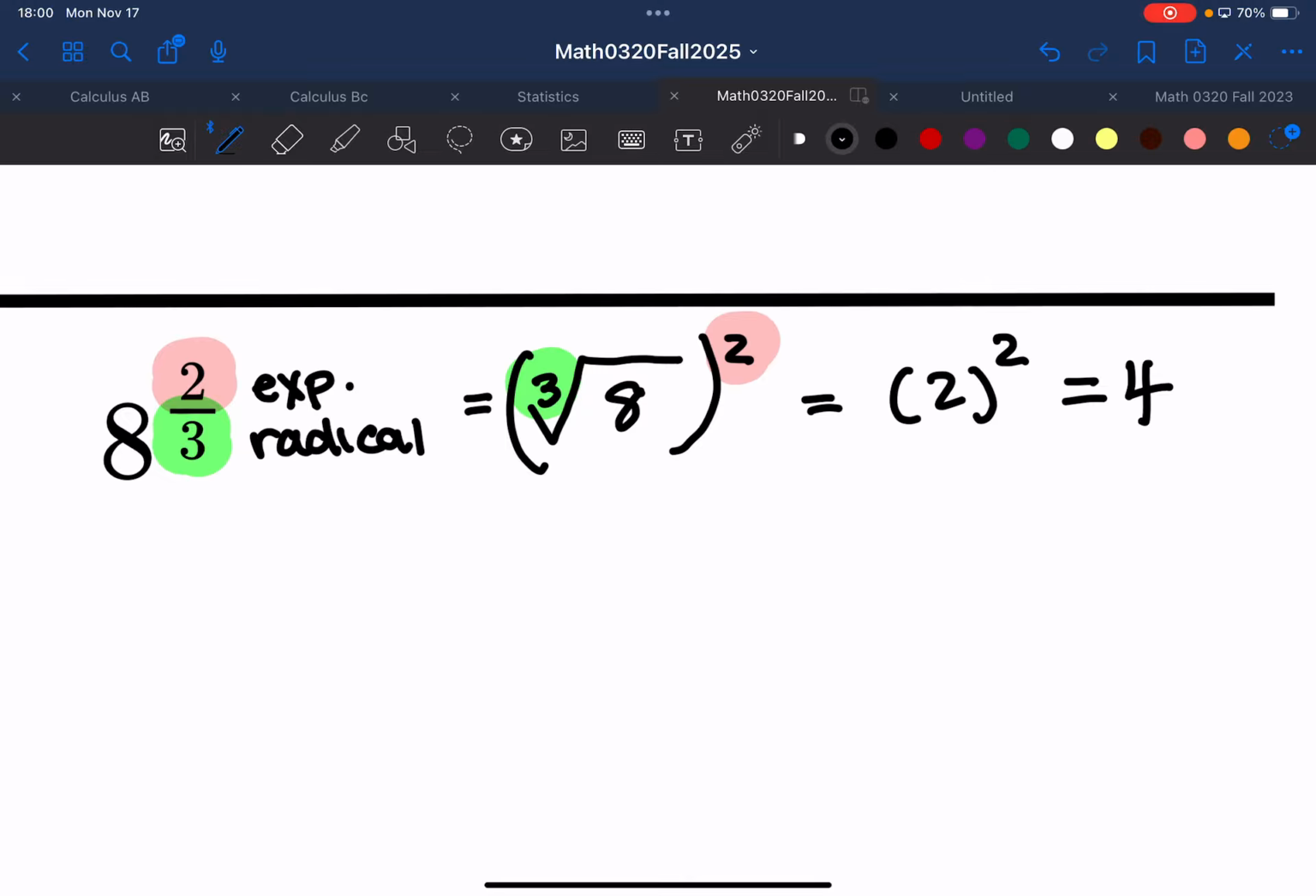So for ones that have m over n, which means it doesn't just have 1 over a number, we're going to have that extra step. Yes? Oh, sorry. Yes, yes. Okay.